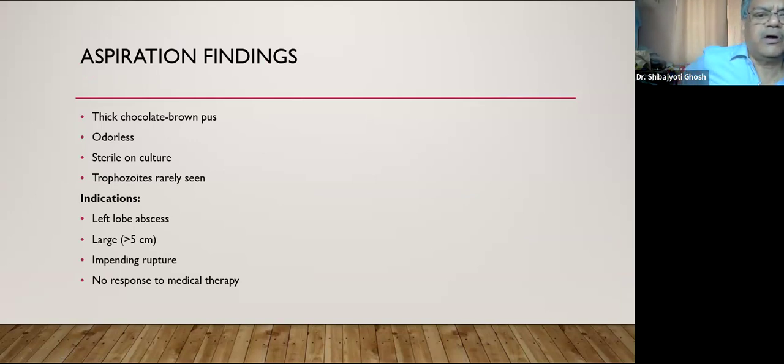Treatment is the same as for pyogenic liver abscess. Thick chocolate brown pus can be aspirated. It is odorless, sterile on culture, and trophozoites are rarely seen. So we can hardly culture the trophozoite from the aspirated pus. The indication for aspiration is particularly if it is a left lobe abscess, if it is larger than 5 centimeters and threatening to rupture, and if it does not respond to medical therapy.